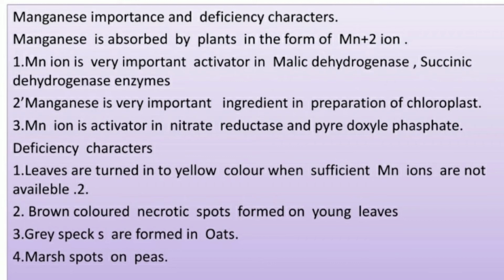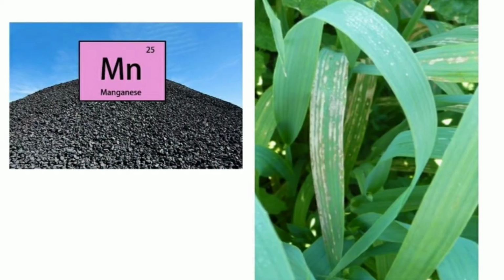pyridoxal phosphate. Deficiency characters: leaves turn yellow when sufficient manganese ion is not available. Brown necrotic spots are formed on the younger leaves, and gray specks are formed in oats. Marsh spots on pea plants. So these are the deficiency characters identified from manganese ion deficiency. These are the relevant examples given in the diagram. This is gray specks in oat plants.